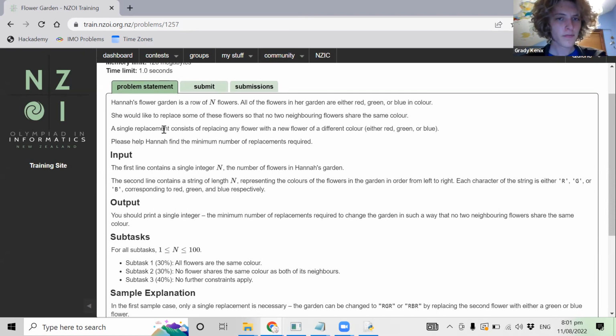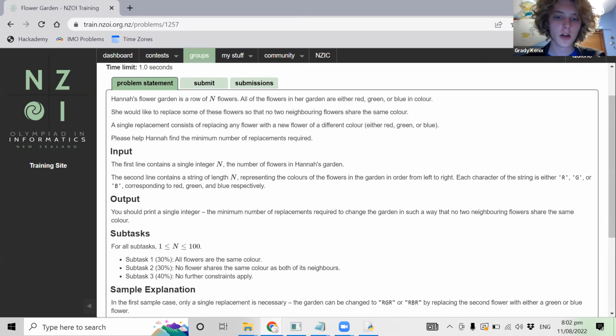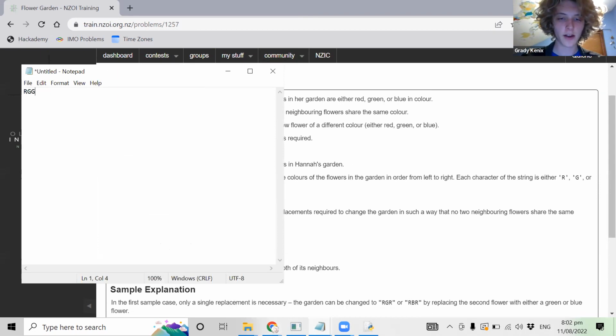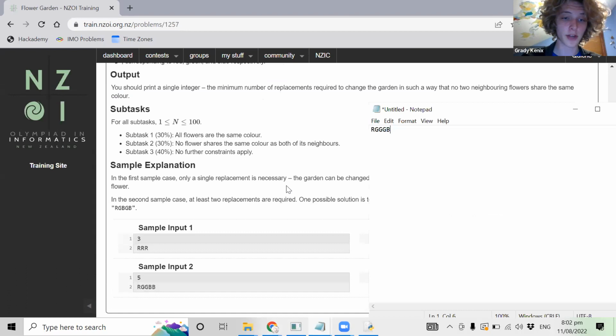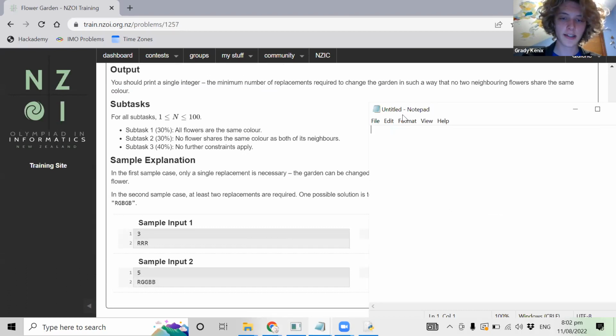So we can swap flowers for other flowers. And the way that we're going to do it is we're going to find the minimum number of replacements that we need to make a good flower garden. Okay, that's pretty good. Let's open up a notepad real quick. They even give us a sample case. First sample case they give us is RRR. And of course, if we just swap the middle thing for anything, say RBR, then we now have a good flower garden. That's nice to hear.